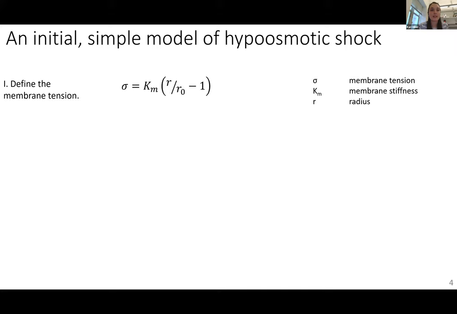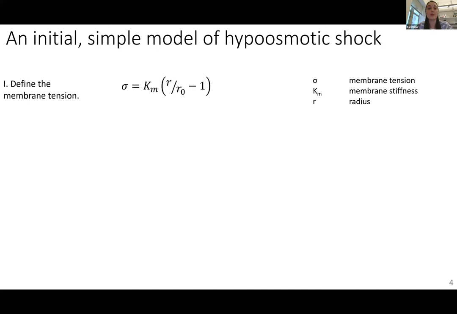So I just want to give you a brief walkthrough of our very simple and initial model. This is basically what we do at each time step in the model. The first thing we do is calculate the membrane tension. So this is the sigma value. Sigma is equal to the membrane stiffness, multiplied by essentially the strain. So this is the radius over the initial radius, minus one.